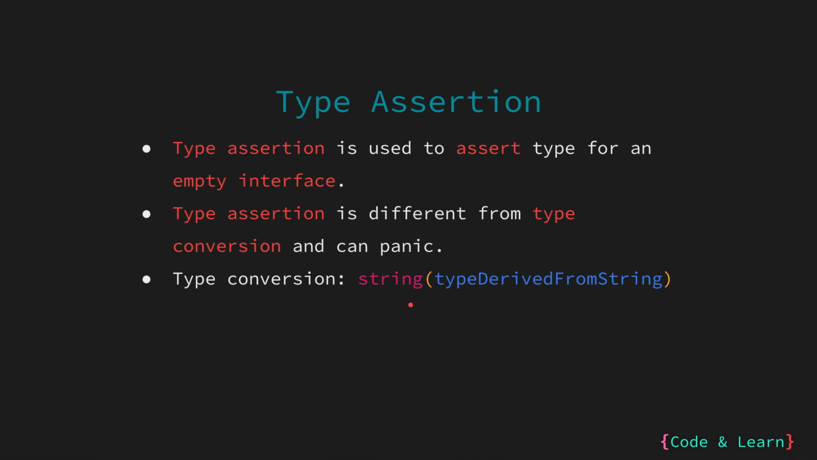Here I have an example of type conversion. If you remember, if a type is derived from a string, you can convert it back to a string using type conversion, which is data type, braces, and inside the value you want to convert. Whereas type assertion is done like this: empty interface value, dot, and in the brackets, the type you want to assert on. Now let us look at an example of type assertion.